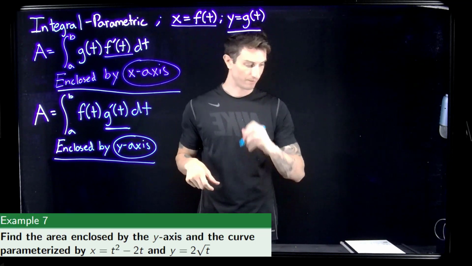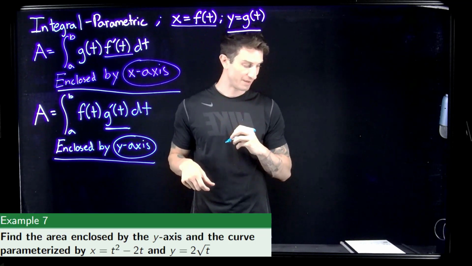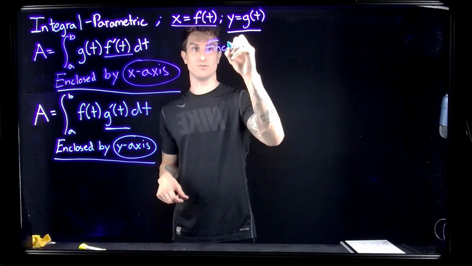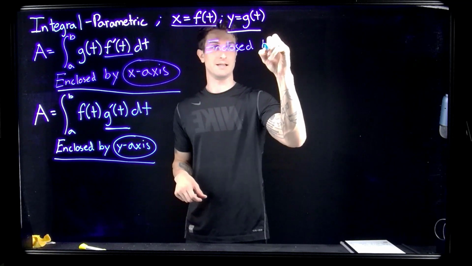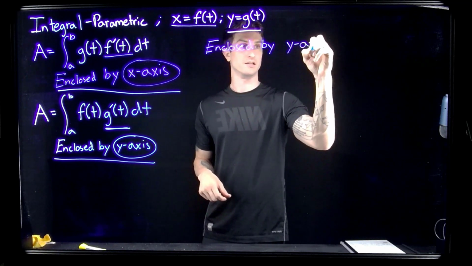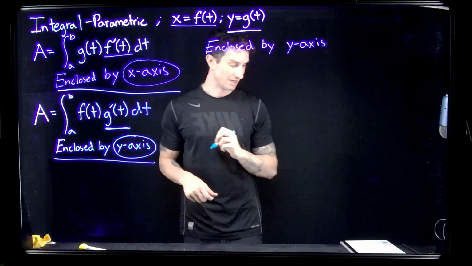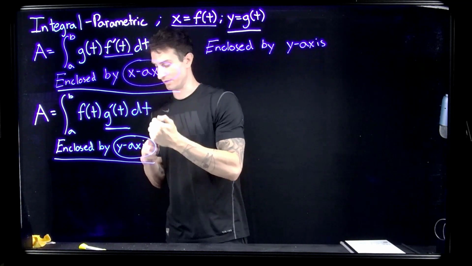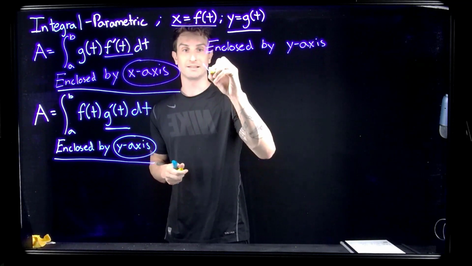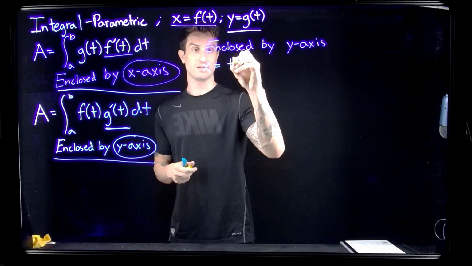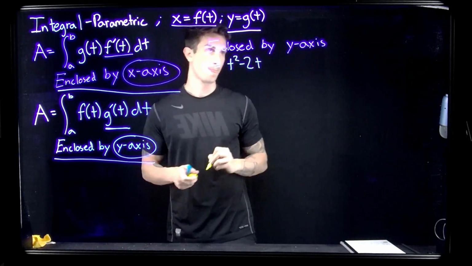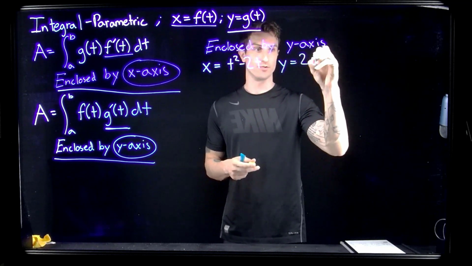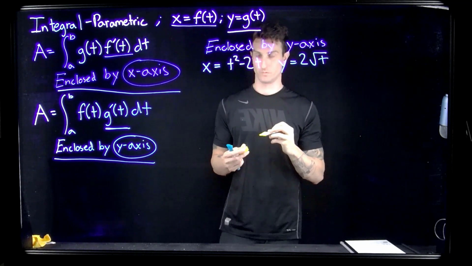I'm going to tell you that we're going to be enclosed by the y-axis. So we'll specify that we are enclosed by the y-axis. And now we need to define our x and our y. We've used a lot of blue here, so let's go with another color. We'll say x is equal to t squared minus 2t, and we'll say that y is equal to 2 square root of t.